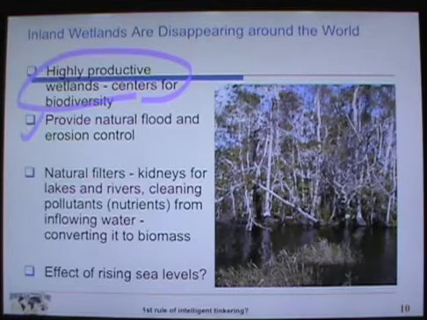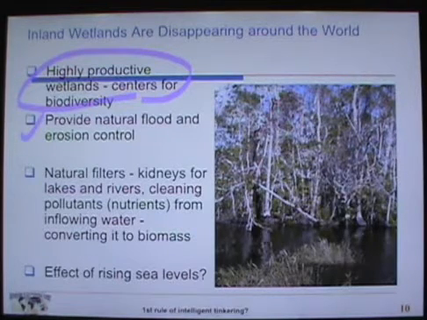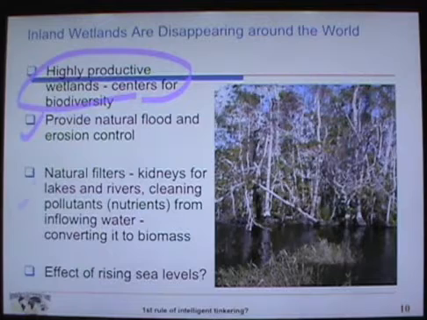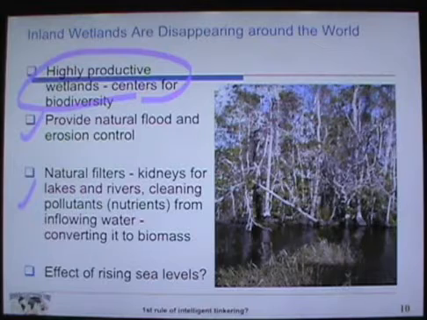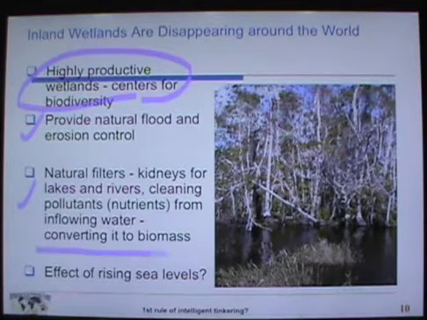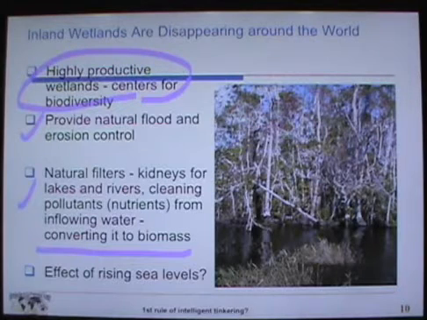Provide natural flood and erosion control. That's one thing that wetlands, they're supposed to be wet. They're supposed to flood up. They're supposed to hold water. They're very natural filters. When you take out that kidney, the nutrients don't get cleaned up. They go straight into the lake. They cause all kinds of problems. Wetlands will convert those nutrients into biomass and store it as soil or whatever.